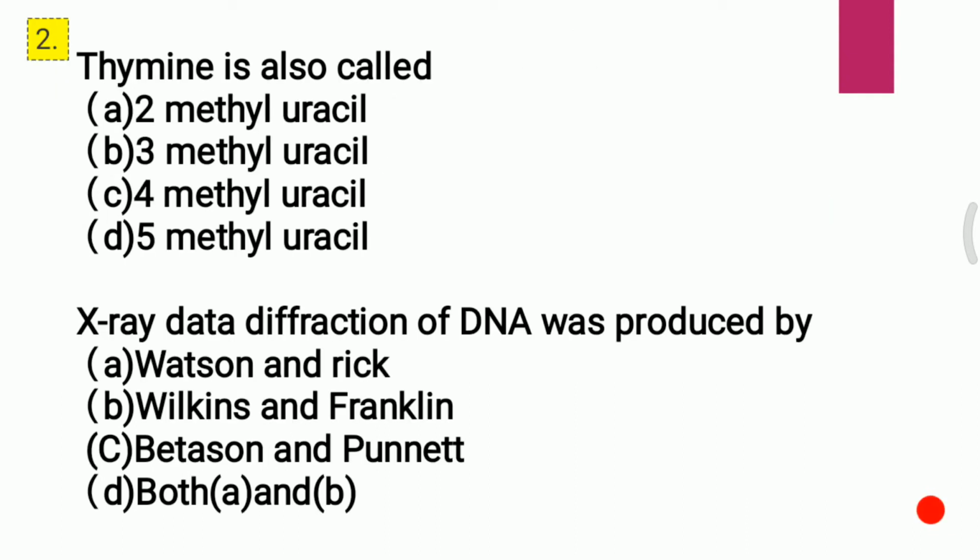Second slide, question 1. Thymine is also called: A. 2-methyl-uracil, B. 3-methyl-uracil, C. 4-methyl-uracil, D. 5-methyl-uracil. Thymine is also called... Answer for this question is D, that is 5-methyl-uracil.